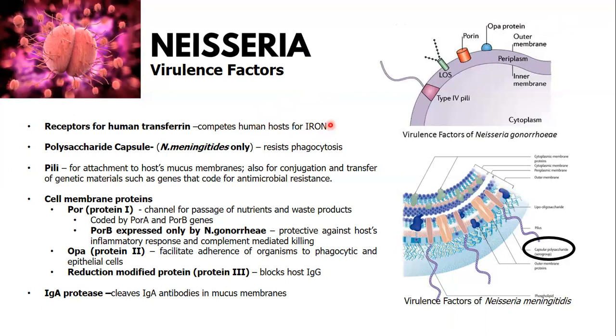And therefore, in order for them to survive inside human hosts, they must be able to compete with human hosts for iron, and they can do that because they have receptors for human transferrin.